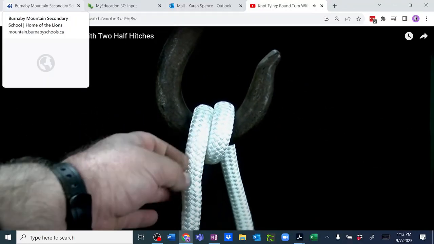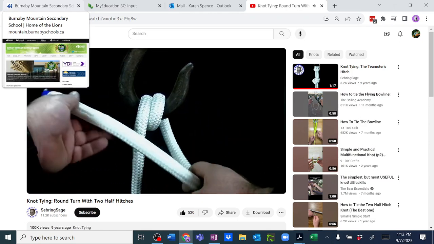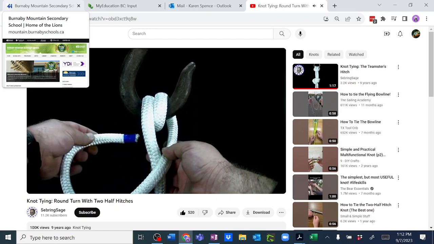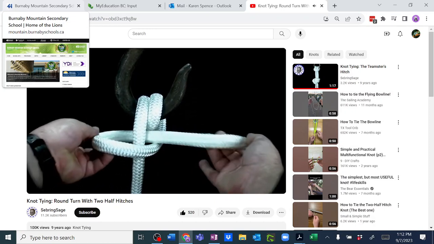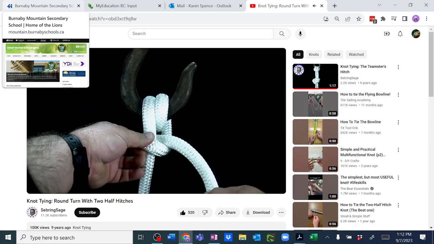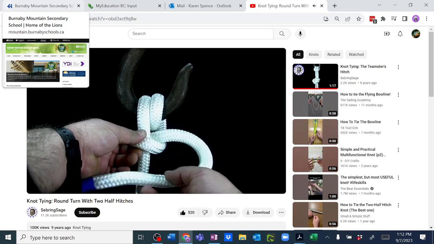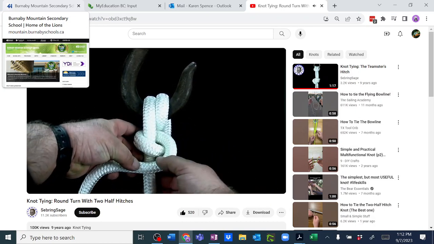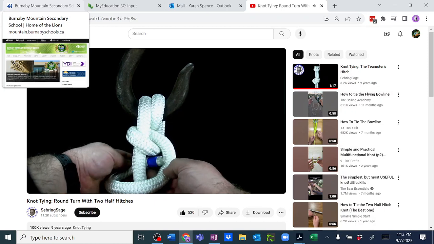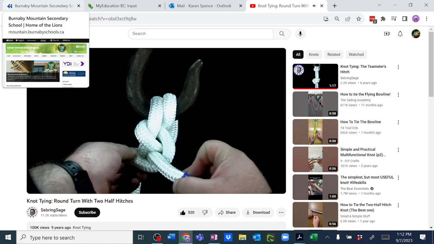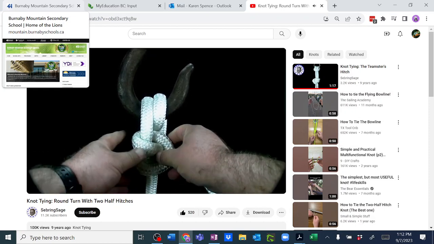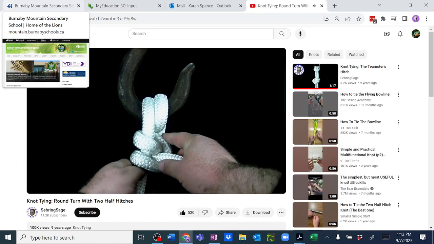Cross the working end of the rope over the standing part. Bring the end back around to the other side, passing the rope through the space between where you crossed the rope before and the round turn, creating a half hitch. Cross the end over the standing part a second time. Circle around the standing part and thread the end through the space in between the first half hitch and where you cross the standing part a second time, creating a second half hitch. Finally, tighten the knot.